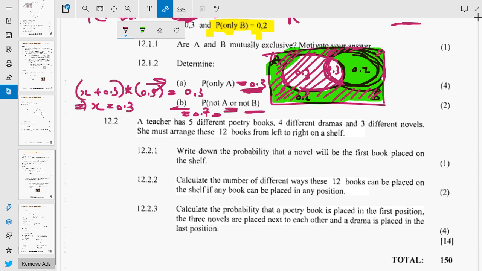Now the first question is very simple, but I think most people overthink it. They say, write down the probability that a novel will be the first book placed on the shelf. Well, what they're simply asking is the probability of picking a novel. Simple as that. So I have 3 novels over 12. Then my answer will be 1 over 4.